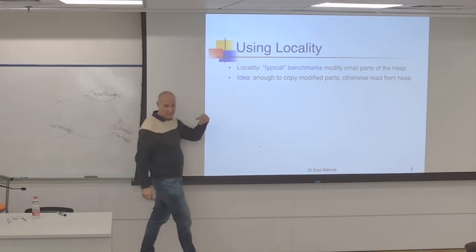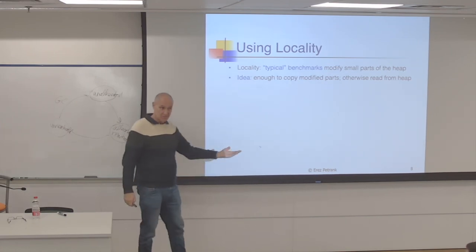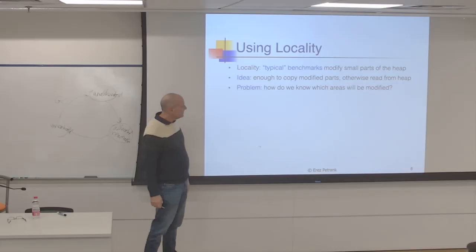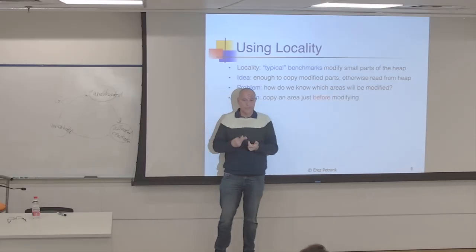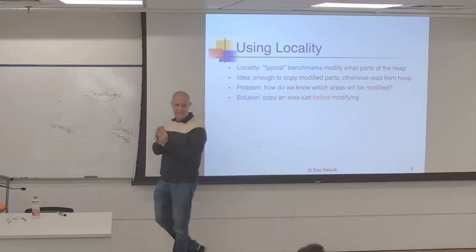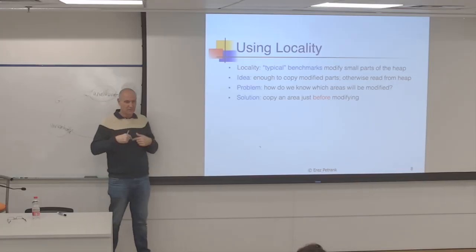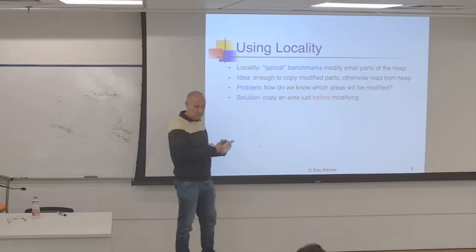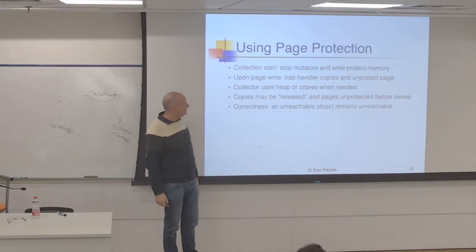But this seems to require that I'll know the future, right? I need to know what will be changed, which seems wrong. So what I do is I let the program cooperate. So before the program modifies something, it is going to copy the old value before the modification so that I can use it for tracing. So this is the main way that it's going to work.